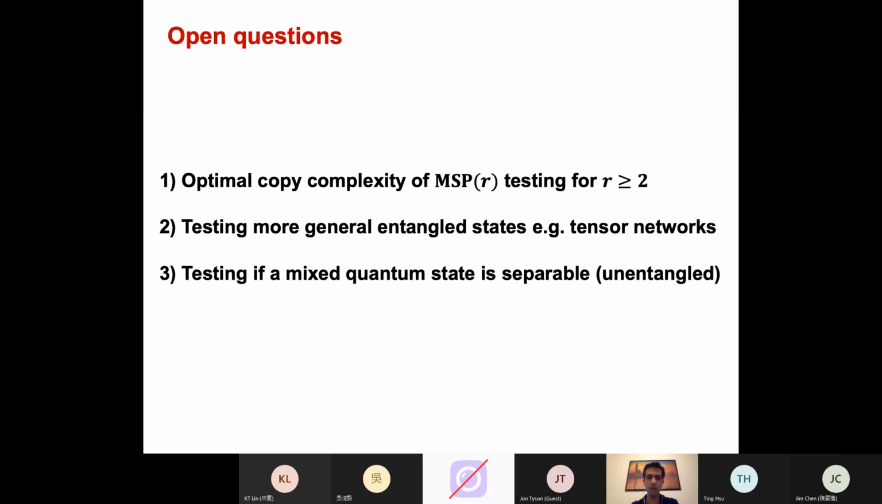And also, this talk only covers testing entanglement in pure states. And testing entanglement in mixed states is a very fascinating problem of its own, with many open questions, such as simply testing if a bipartite state is separable or not. And I think with that, I've covered everything I wanted to share with you, and I thank you for your attention.